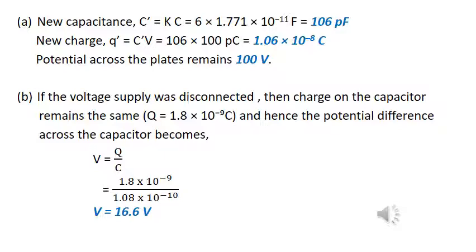For part B, if the voltage supply was disconnected, then the charge on the capacitor remains the same, which is 1.8 into 10 to the power minus 9 coulomb, and hence the potential difference across the capacitor becomes V is equal to Q by C. By putting the values, the potential difference across the plates of the capacitor is equal to 16.6 volt, which is the required answer.